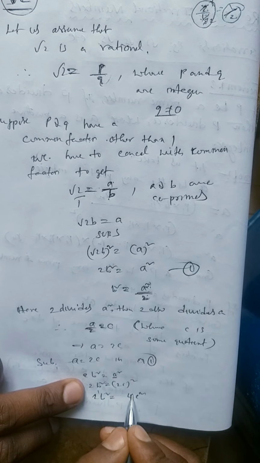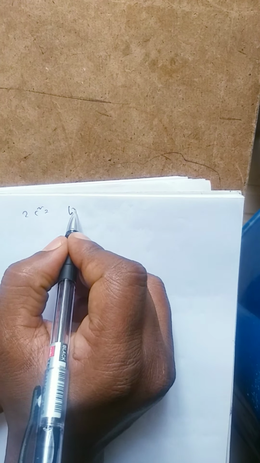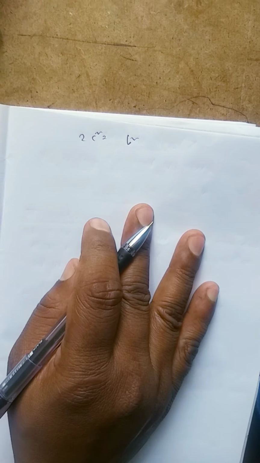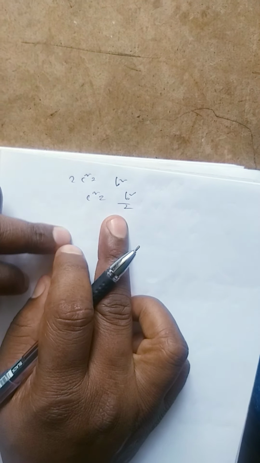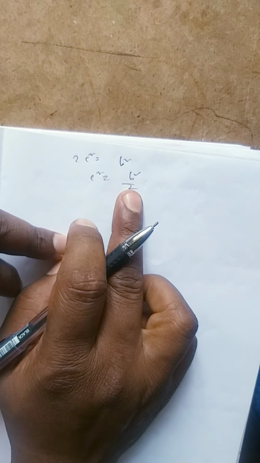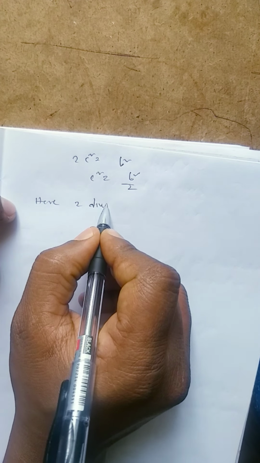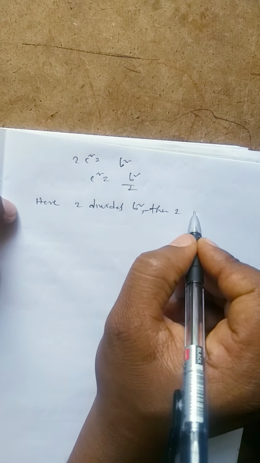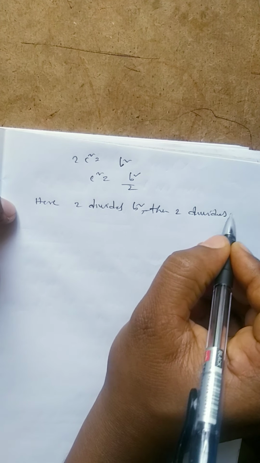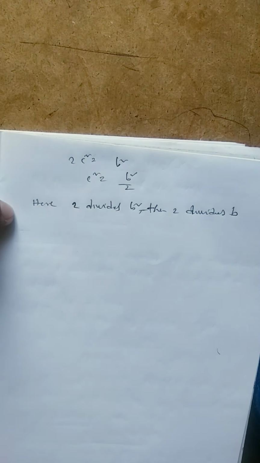So cancel 2, 1s are 2, 2s are 4. So b square equal to 2c square. Otherwise I can write 2c square equal to b square. Now I can write c square equal to b square by 2. Again we can observe here that 2 divides b square, so 2 also divides b. 2 divides b square, then 2 divides b.